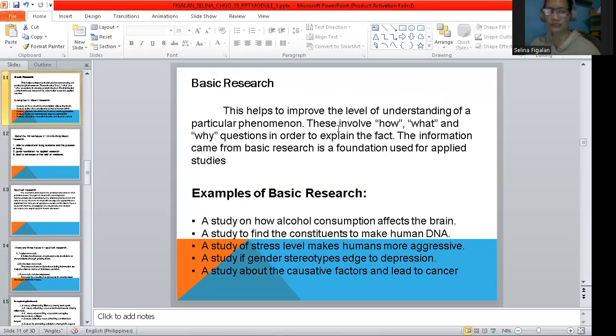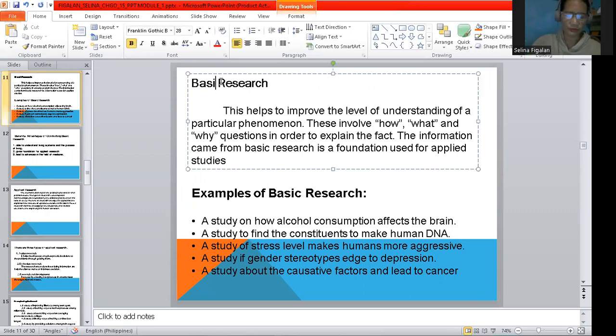Okay, let us first tackle basic research. Okay, so when you say basic research, this helps to improve the level of understanding. Di ba? Naintindihan mo lang. But also, you have to describe or explain the reason of how, what, and why. That is the reason why on the first part of your scientific method, in analyzing or identifying the problem, di ba? It is based on your observation, di ba? Gumagawa kayo ng mga bagay, it is to level up your level of understanding. You ask questions, you are using questionnaires, di ba? By answering this how, what, and why to formulate your hypothesis.